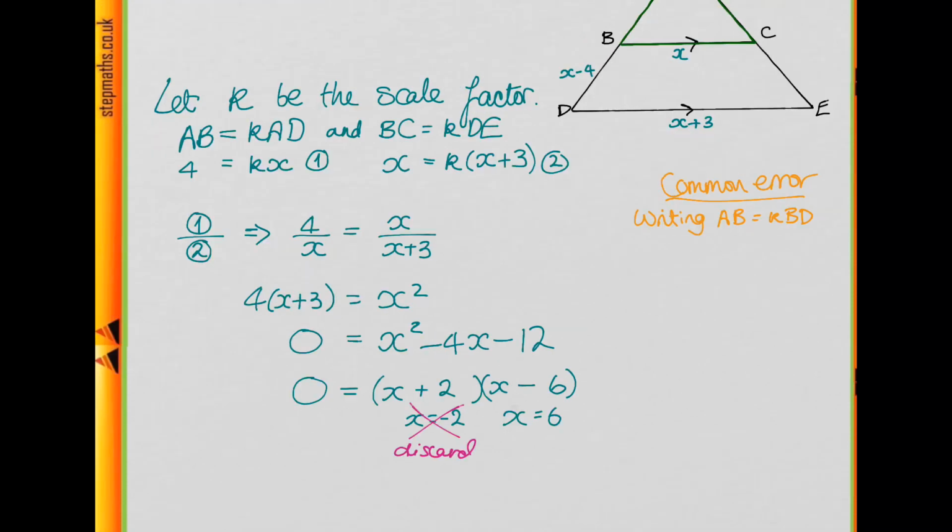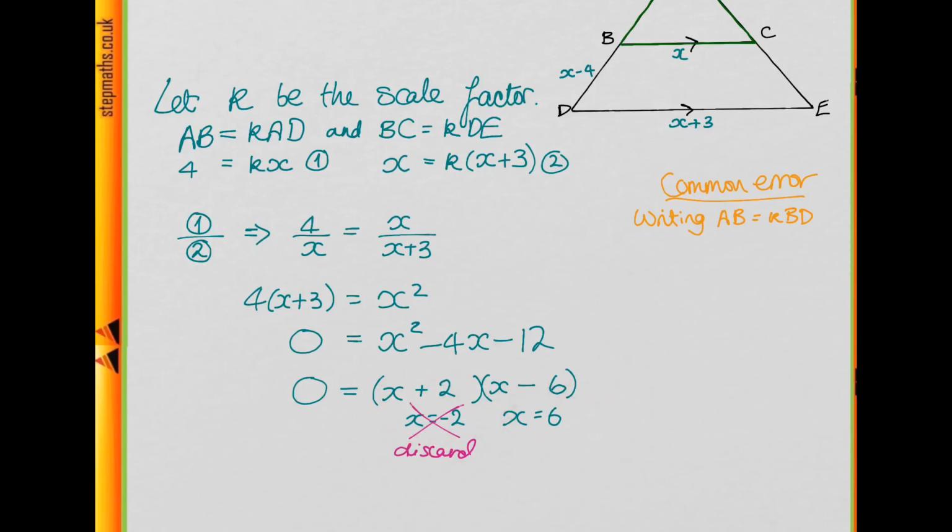And it's important that you can justify to yourself why we can discard this solution. So if x is minus 2, then this length here is going to be minus 2 minus 4, which is minus 6. So we have a negative length, which doesn't make any sense. And similarly here we'd have x is minus 2, it's a negative length, it wouldn't make any sense, so we discard this one. And so we get our answer, x is equal to 6.